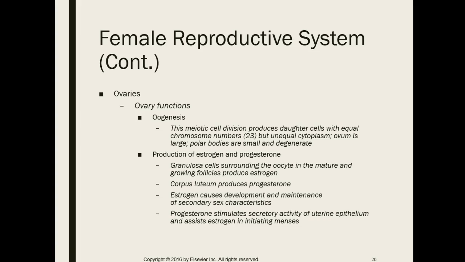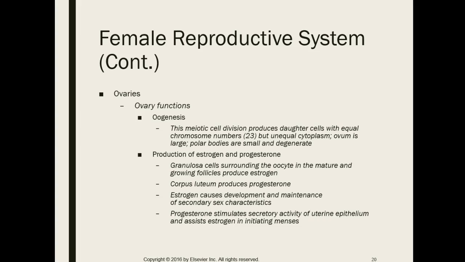So the main function of the ovary is going to be oogenesis. This is the meiotic cell division that is going to produce a daughter cell. We're going to end up with 23 chromosomes, which is the same amount that the sperm have. So once they meet up, we'll have a full 46 chromosomes.